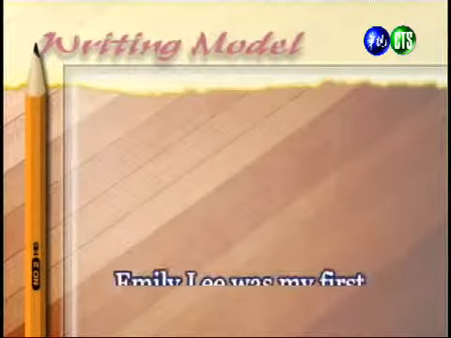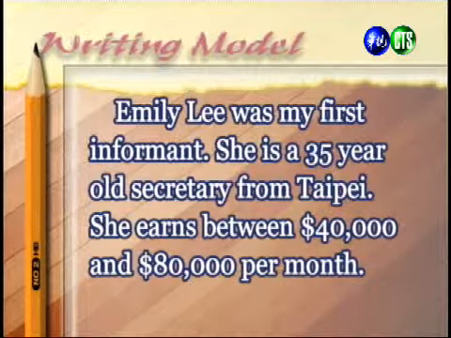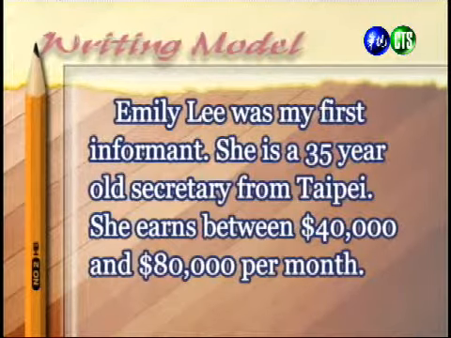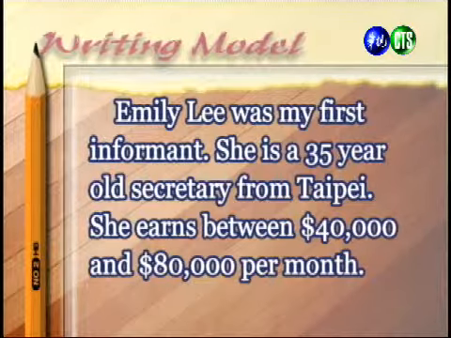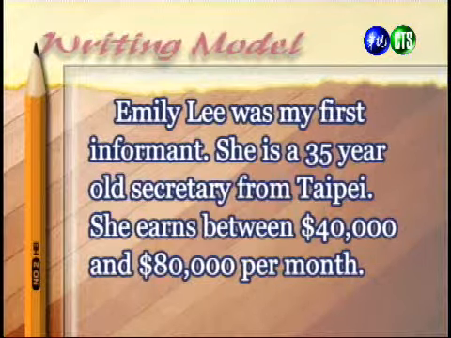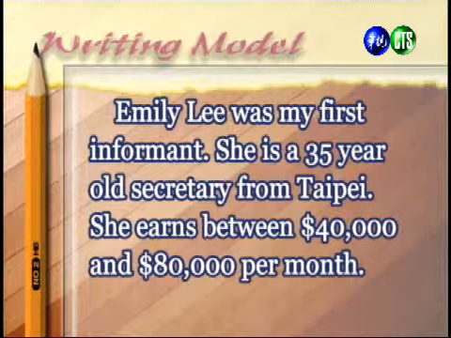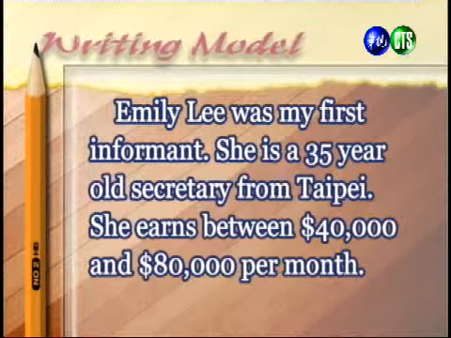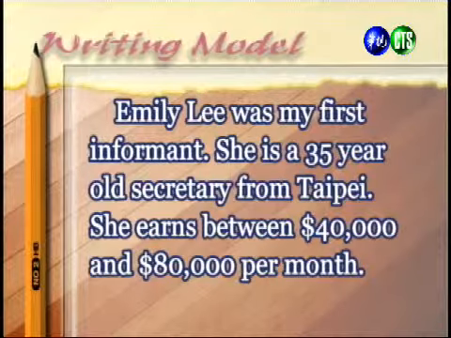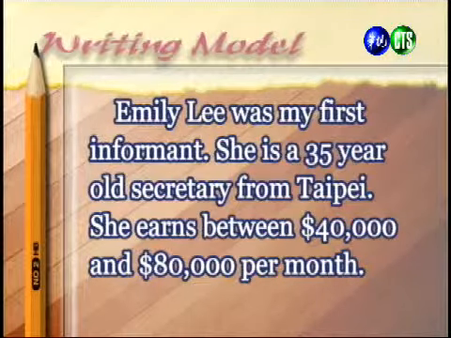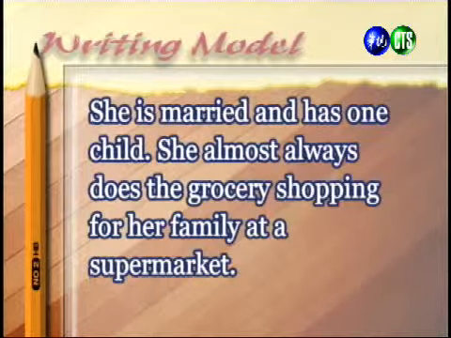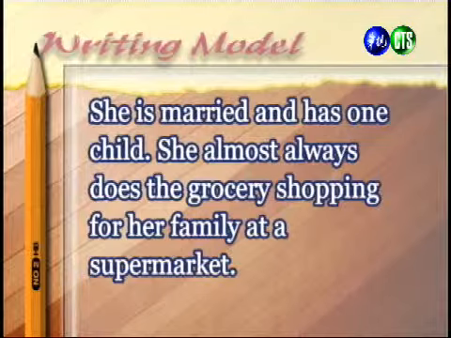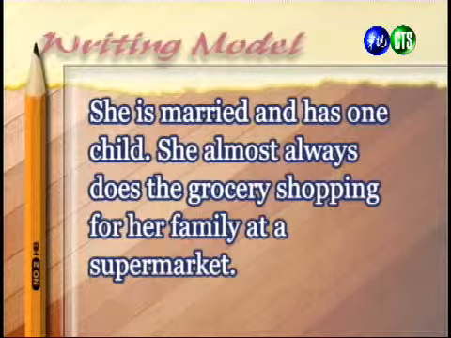Emily Lee was my first informant. She is a 35-year-old secretary from Taipei. She earns between $40,000 and $80,000 per month. She is married and has one child. She almost always does the grocery shopping for her family at a supermarket.